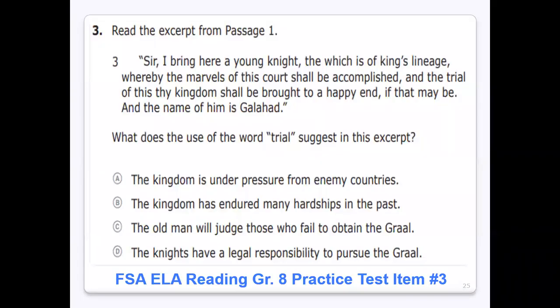Okay, so for the next one, it shows when you have the paragraph number with the excerpt inside a question. So we have read the excerpt from passage 1, you have the paragraph number 3, and then you have the excerpt.